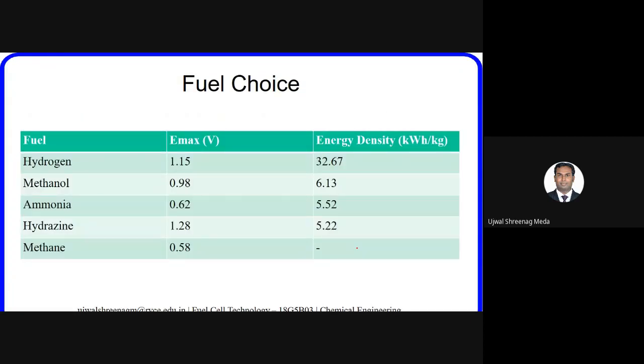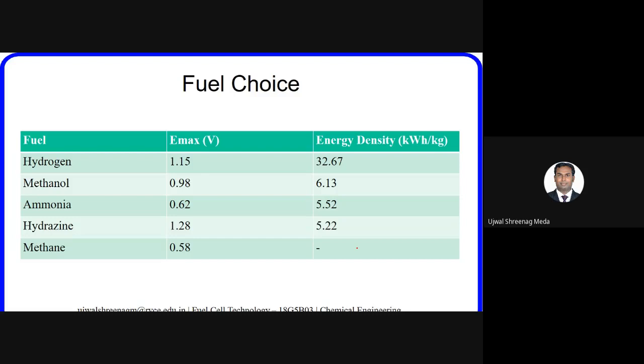Here are some other examples. So methanol can be used, ammonia can be used, hydrogen, methane. These are some of the other fuels. However, there are some disadvantages associated with all these fuels other than hydrogen. So coming to the hydrazine, if you consider the Emax, or the maximum voltage that can be obtained when hydrazine is used as fuel, it is 1.28, which is even more than hydrogen.